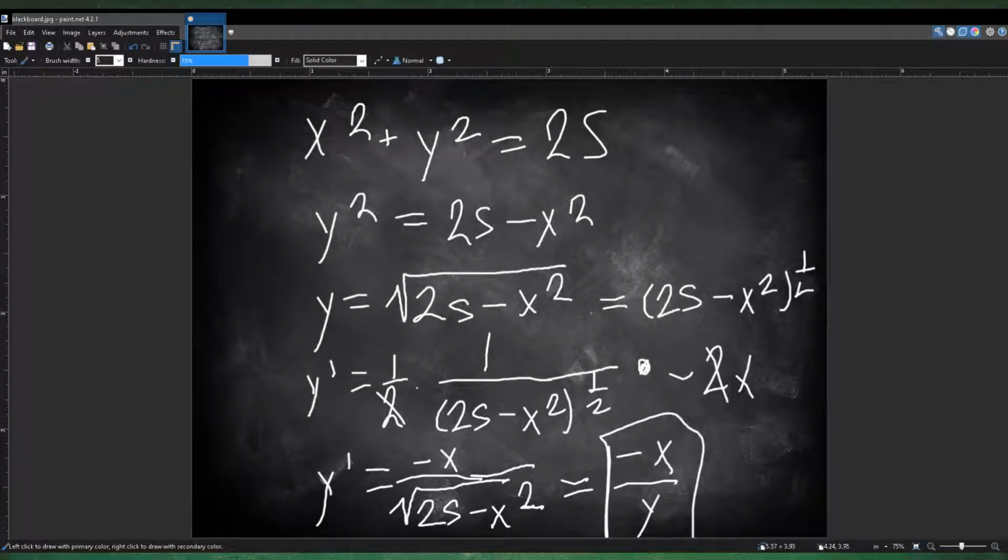So you see how much work we did just so we could get the derivative of y for a circle. Instead of doing all this, we actually try something called implicit differentiation.